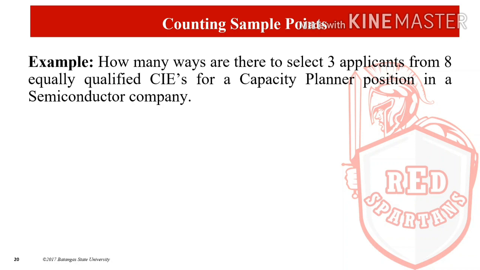O kaya naman yung ating formula, 8 factorial over 3 factorial times 8 minus 3 factorial. So, ang lalabas pa din dyan is 56 ways.